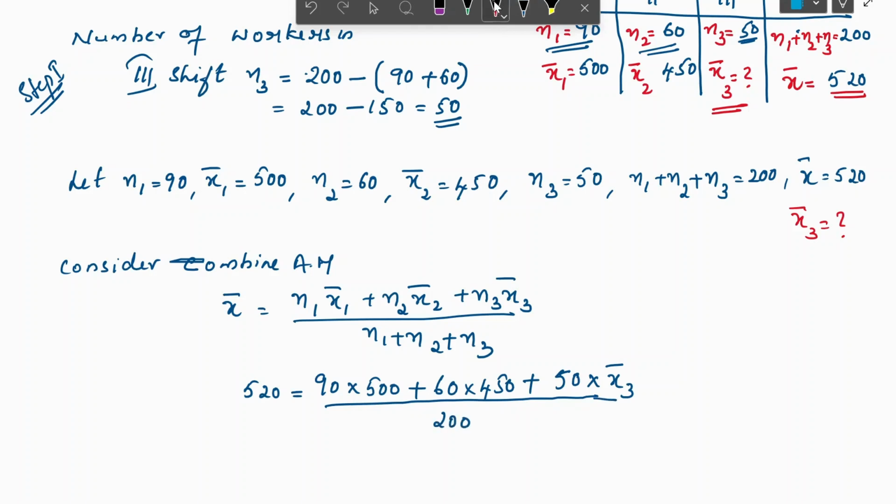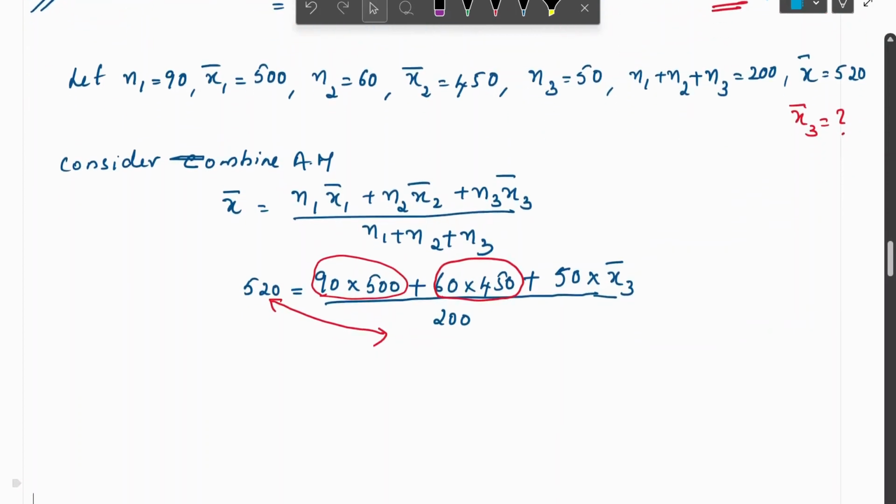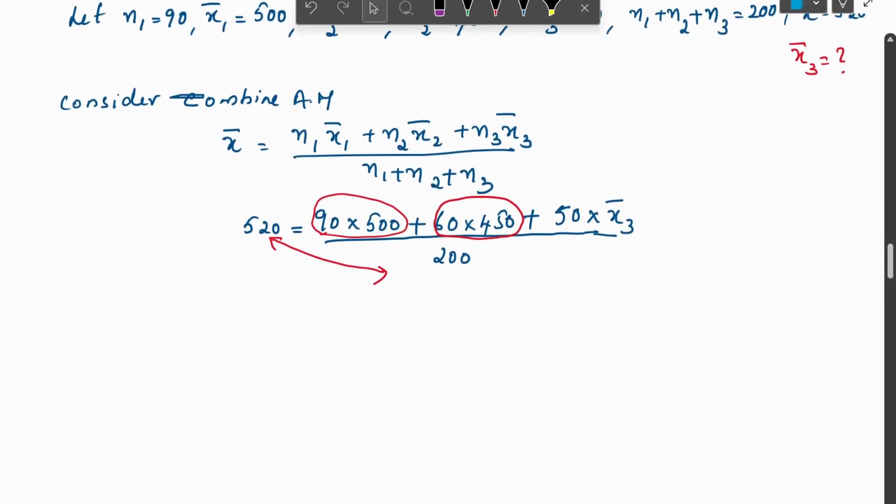Now, how to solve it? First, calculate this 90 and 500. Next step, 60 and 450 also, and this 520 and 200, because 200 will go to the numerator and you are going to multiply. Therefore, these three things you can do in one step. Correct? That means this 520 into 200. I'm writing this step for you, but you can skip it.